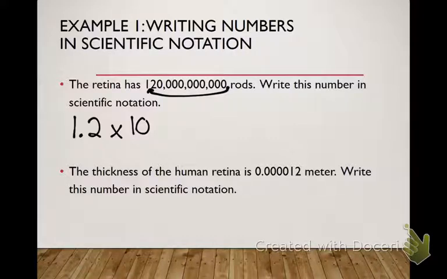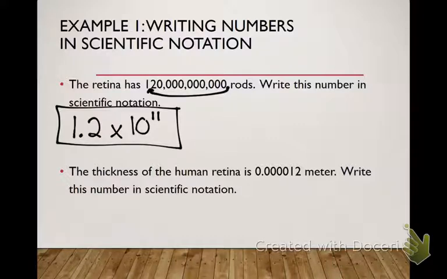But really, we can go by threes, right? The first 3 zeros, the second 3, that's 6, the third 3 zeros, that's 9, and then 10 and 11. So 11 is my exponent. My exponent tells me how many decimal places I moved to get this number written in scientific notation.